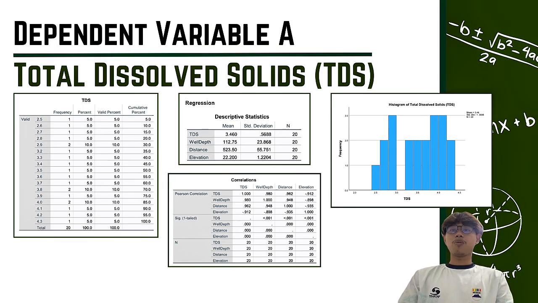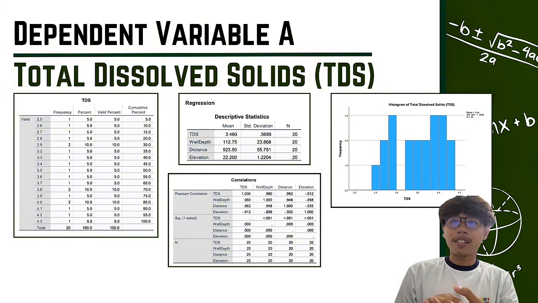Bismillahirrahmanirrahim. My name is Muhammad Amirul Hakimi bin Alimuddin. My metric number is 824A3295. So today I will be presenting the dependent variable used in our study, which is total dissolved solid or TDS, for our group topic, which is the groundwater quality assessment.